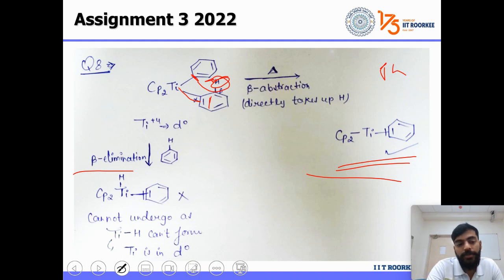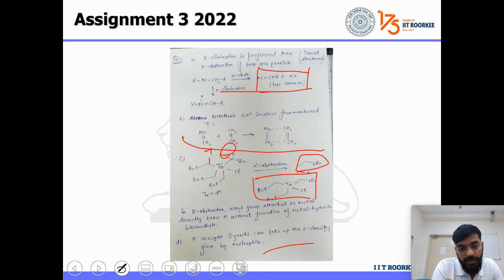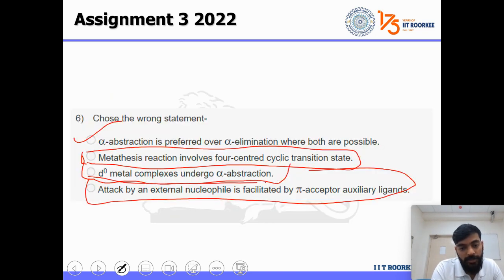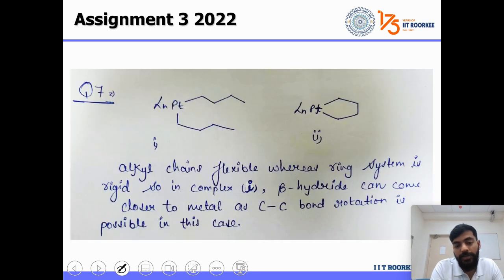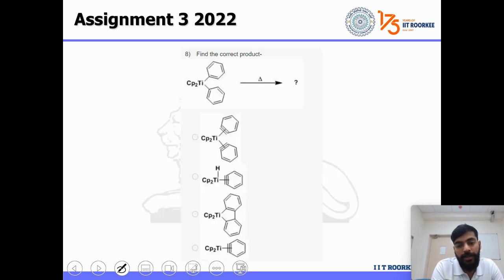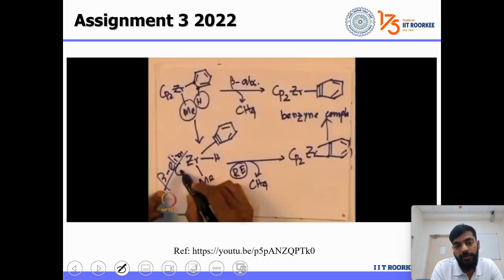Beta elimination के लिए hydride should come here. That is not possible. Why? Because Ti is d0, and we have already discussed here. See, where here abstractions हो सकते हैं, but elimination नहीं हो सकते हैं, है ना? So this is how it will go. And here also Professor Maiti have explained this type of mechanism for this reaction, and reference is also there.